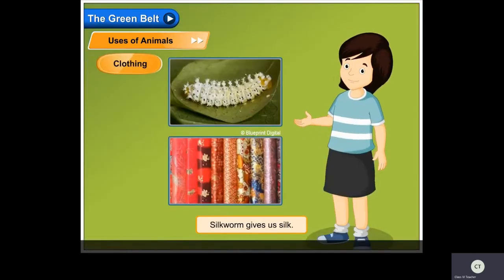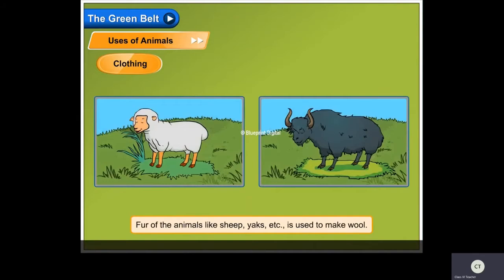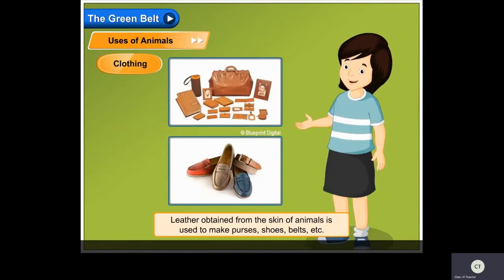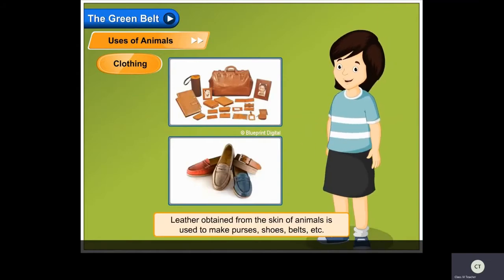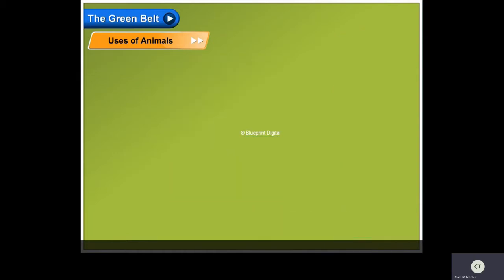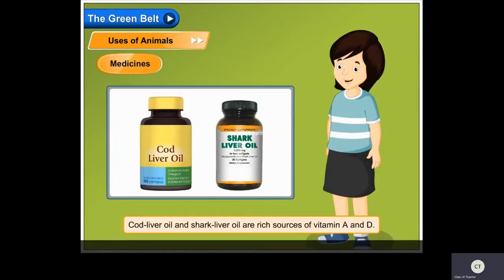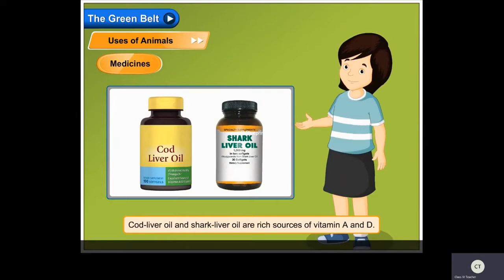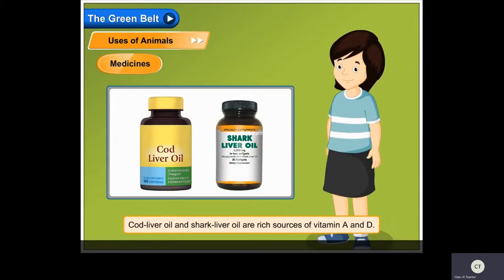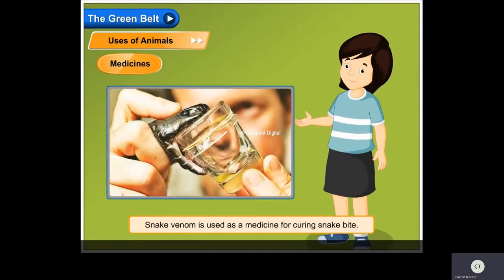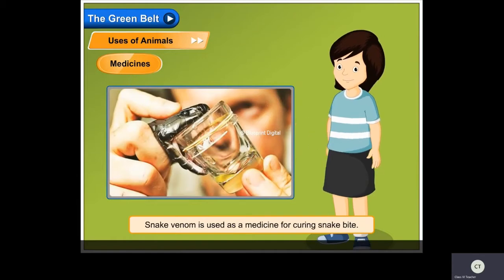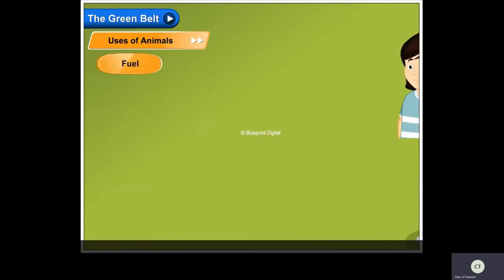Yes, children, clothing. Silkworms give us cloth. Fur of animals like sheep, yaks are used to make wool. Now see, this leather obtained from skin of animals is used to make purses, shoes, belts, etc. Medicines. Cod liver oil and shark liver oil are rich in vitamin A and D. Now, snake venom is used as medicine for curing snake bite.